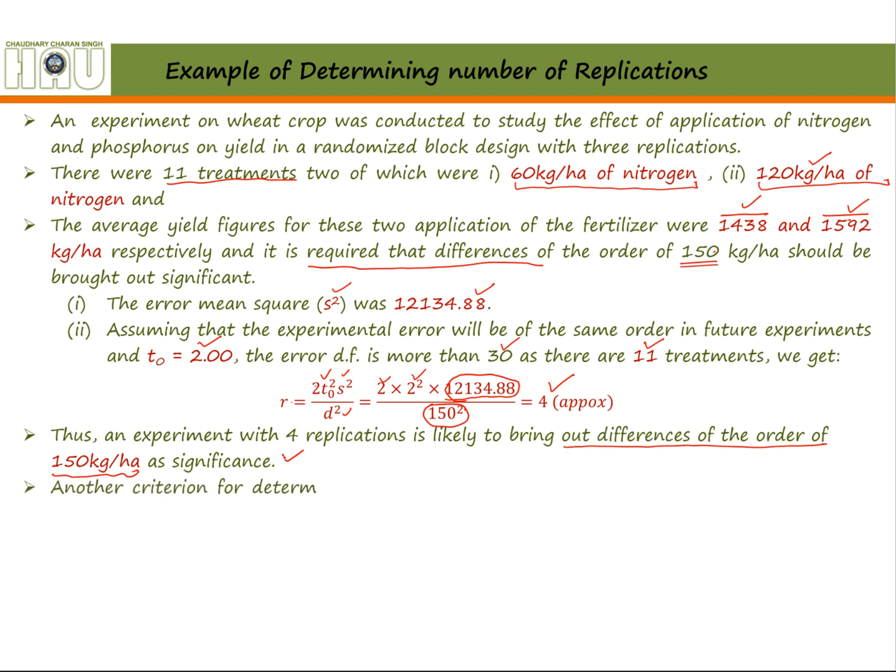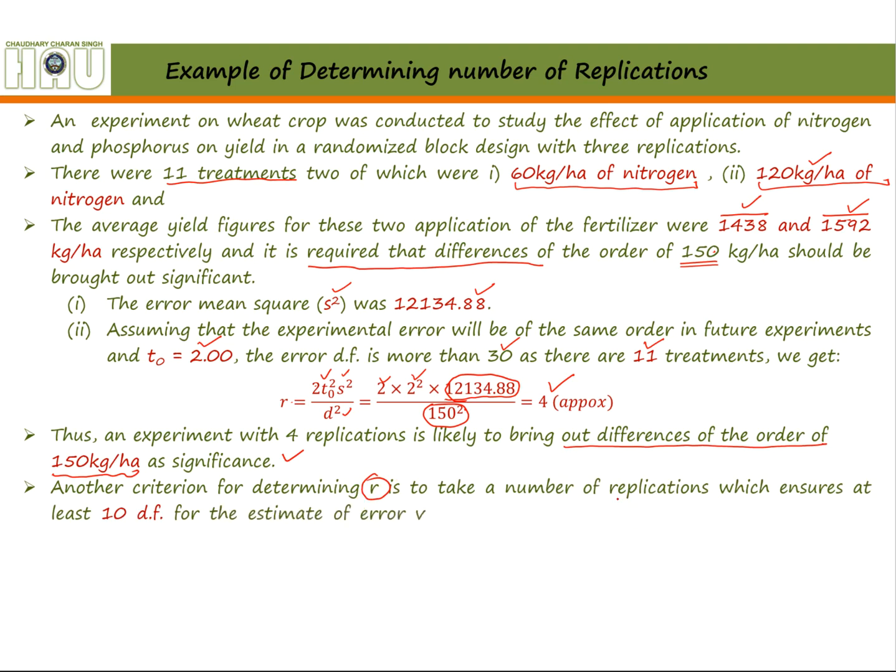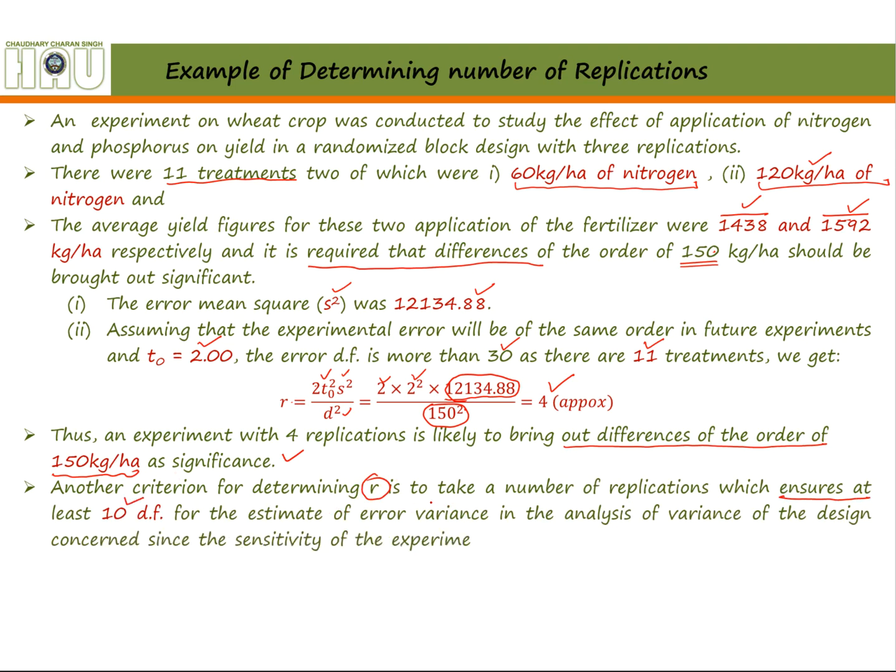Another criterion for determining R is to take the number of replications which ensures at least 10 degrees of freedom for the estimate of error variance in the analysis of variance.